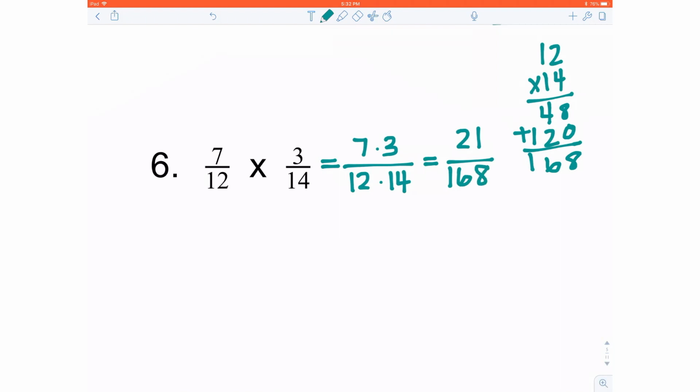Now, can we divide the top and the bottom by a number? Because we need to simplify this, right? 21 over 168. I'm going to put it down here so it's easier to see. Well, yes, we can divide by 3. 2 plus 1 is 3, which can be divided by 3. And 1 plus 6 is 7, plus 8 is 15, and 15 can be divided by 3. Remember the rule of 3 I taught you. So let's go ahead and divide both of these numbers by 3.